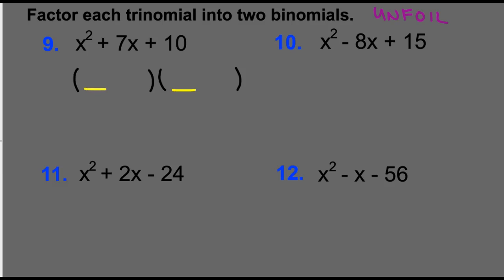The values here and here come from my first term, and the values here and here come from my last term. If you start out with just x squared, then these are pretty straightforward. It's going to be x and x. It has to be.